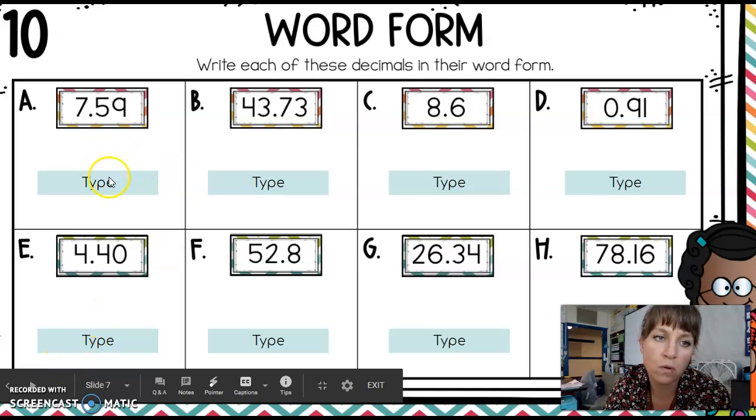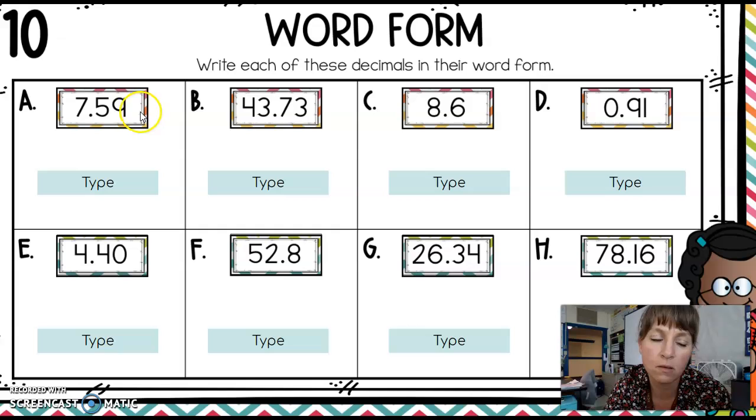This one says word form, so you're typing these numbers in words. If you can say it, you can write it. Again, 7 and 59 hundredths is your example for A. You would type it in words. B reads 43 and 73 hundredths, so you would type that in words, and so on all the way through.